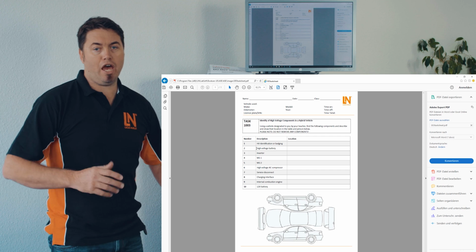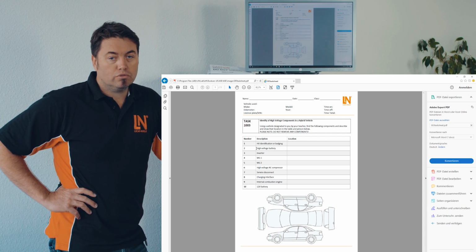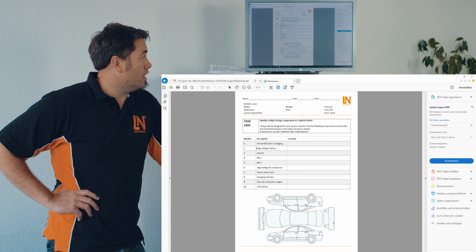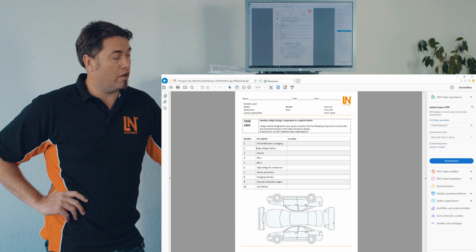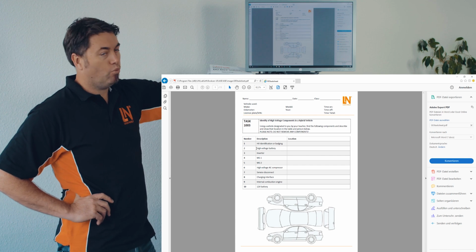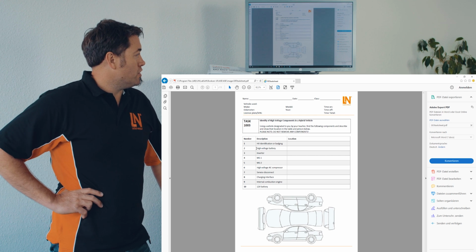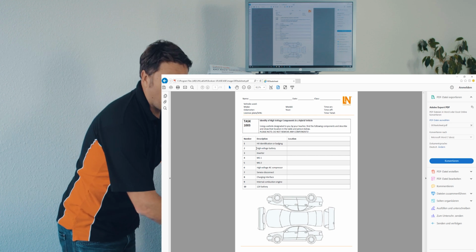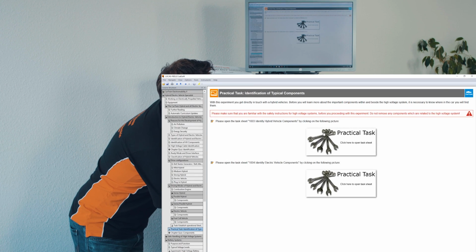If you're able to have an electric vehicle in your school or a hybrid vehicle, you can get the students to go and have a look and just identify. So again, this is right into the basics. Okay, where is the battery? Where is the inverter? MG1, MG2, the charging interface, that sort of thing. Just get them thinking about the types of vehicles that they're working on.